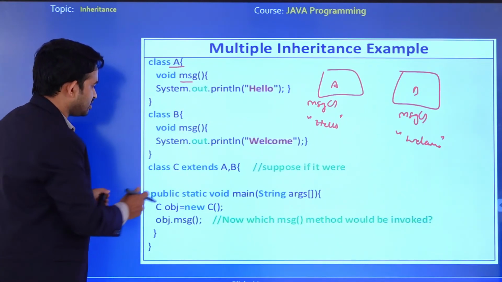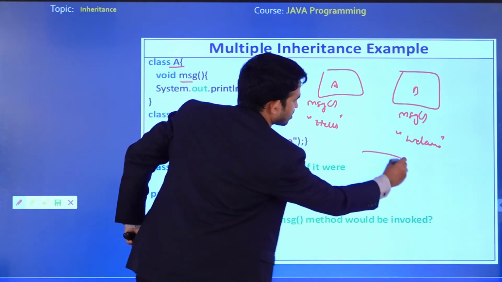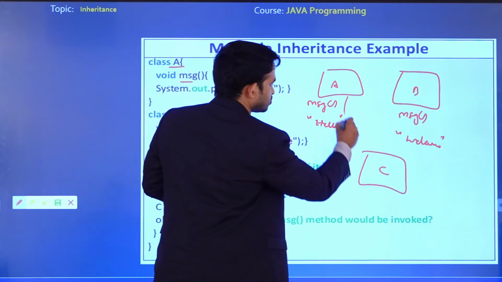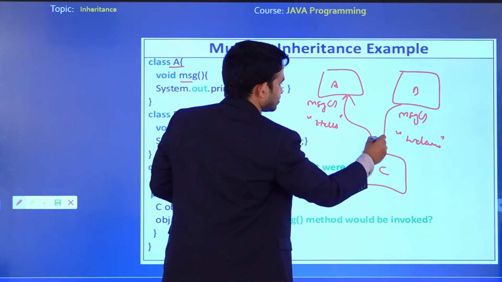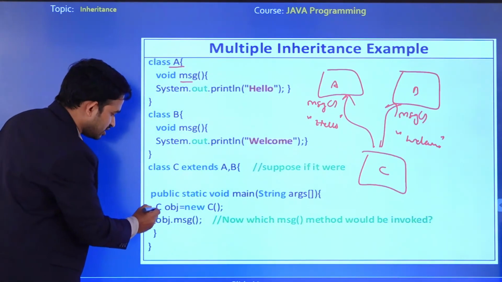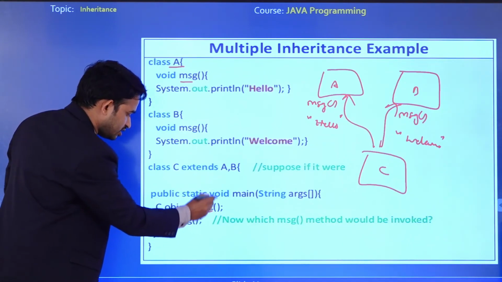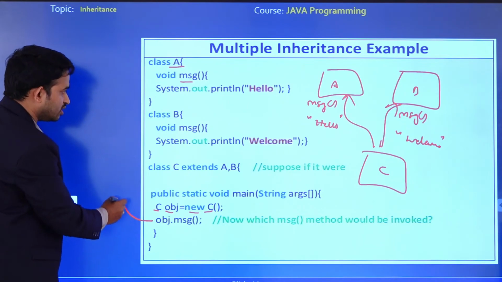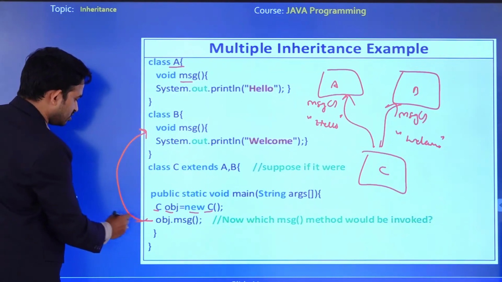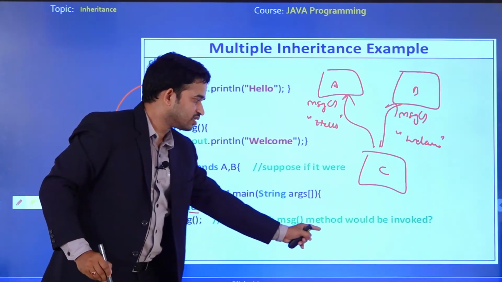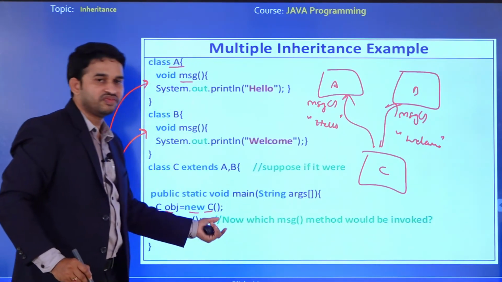Here, one more class I am using, that is class C. So class C extends A and B, both the classes. Inside this I am creating one object, C obj equal new C. Here obj dot message. Here the problem is ambiguity. Which message method would be invoked? That is the ambiguity problem.